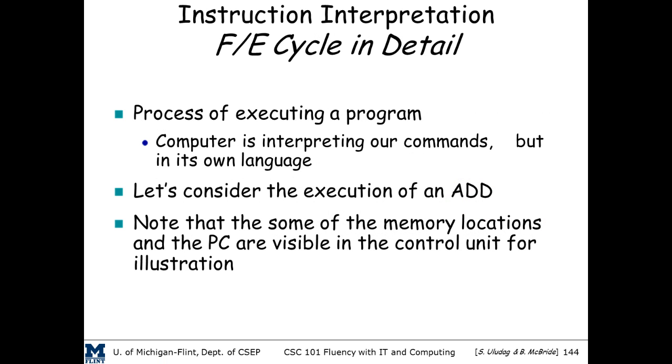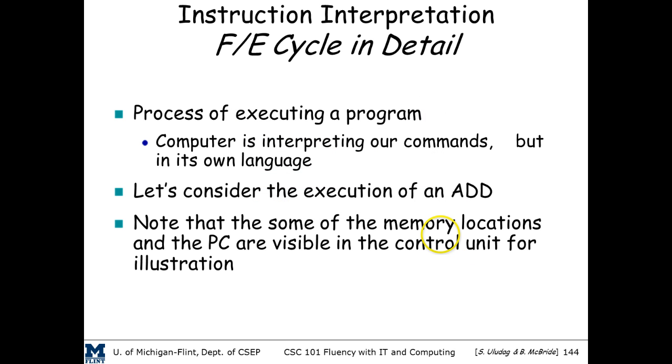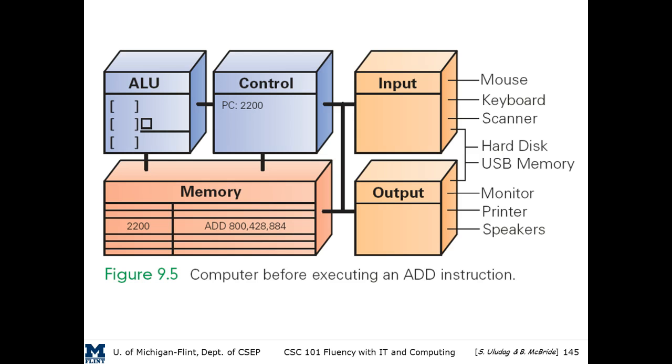So let's look again at a very detailed explanation of how the fetch execute cycle is to work. And we're going to again consider the add instruction or a similar add instruction to what we talked about earlier. So we look at the control unit and we see that it contains the program counter, and the number that it is pointing to in RAM memory is 2200. So it's telling it to go and begin execution by reading the instruction starting with byte 2200 from RAM memory.